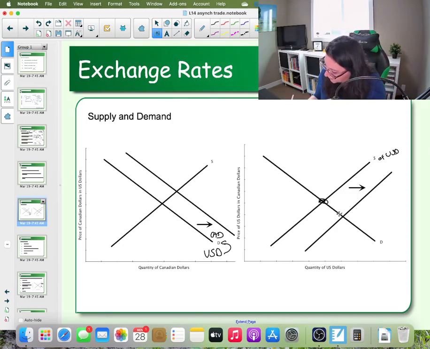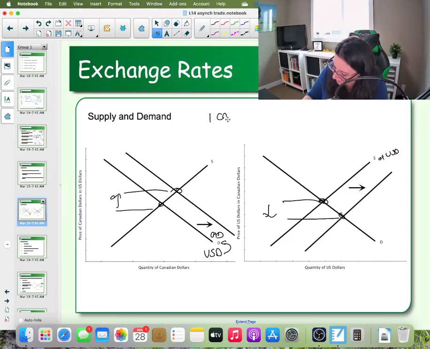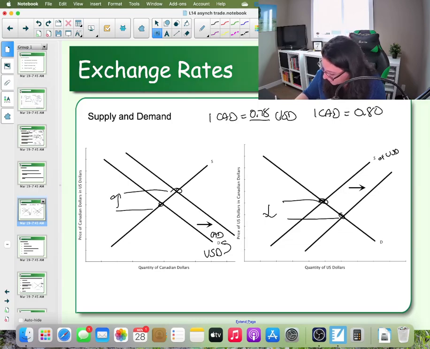So you can see here the value of the US dollar goes down when the value of the Canadian dollar goes up, because our exchange rate is written as one currency for another. So if we go up, 1 Canadian dollar equals 78 cents US, and it goes up to 1 Canadian dollar equals 80 cents US. Okay, so the Canadian dollar is appreciating.